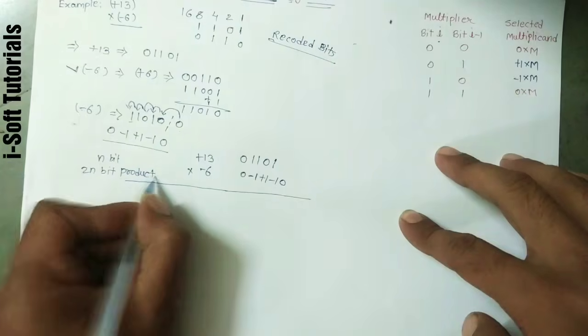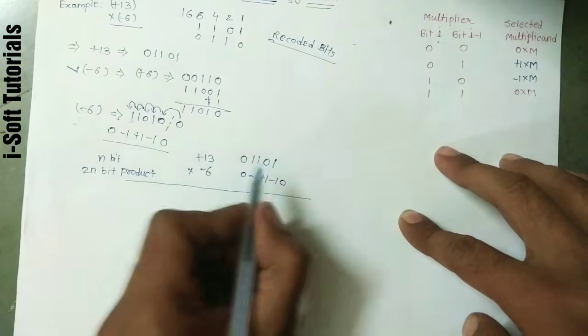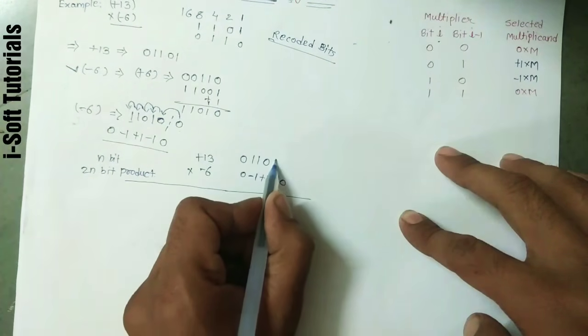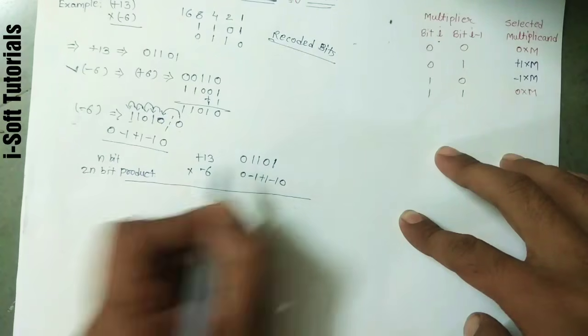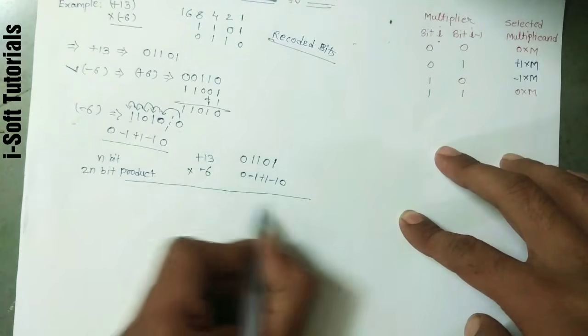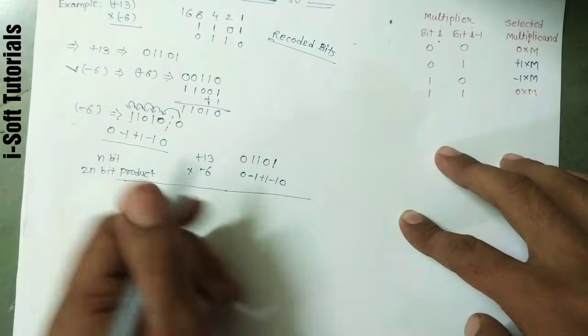So if an n-bit number is there, then it will produce a 2n-bit product. That means how many bits are there in the numbers? 1, 2, 3, 4, 5. So our product will be 10 bits long, so consider sufficient space for this.